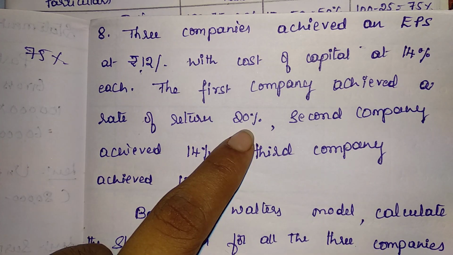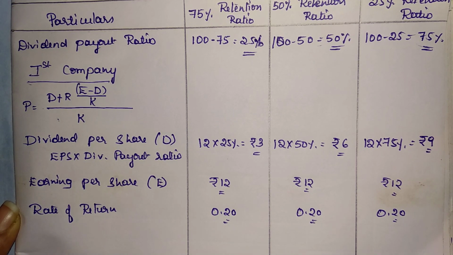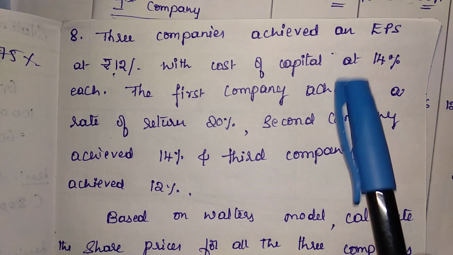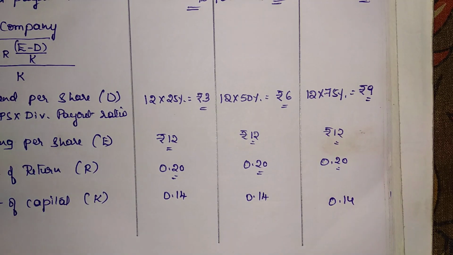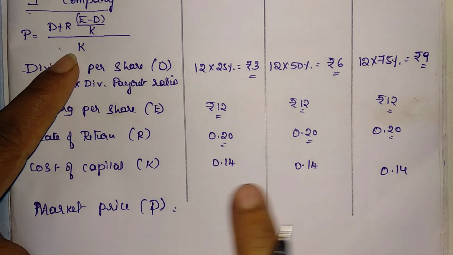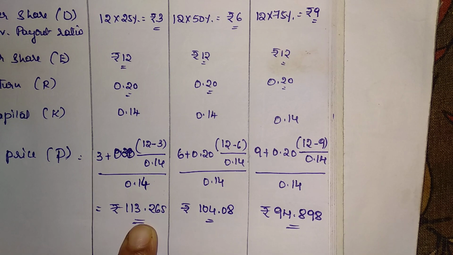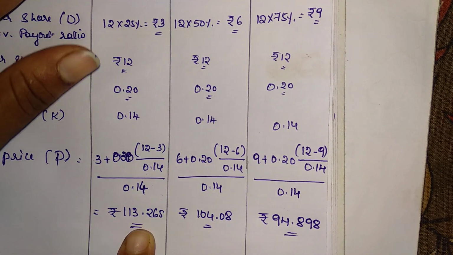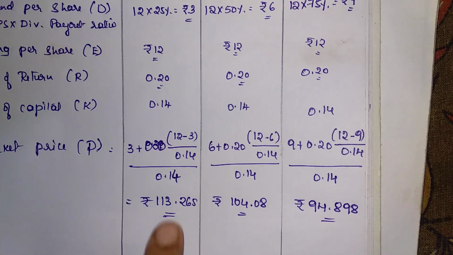E, that is earnings per share of all the three companies, is rupees 12. Rate of return of the first company is 20%, so R is 0.20. Cost of capital of all the three companies is 14%, that is 0.14. So market price P equals, now apply the formula with this information. Here is the answer. When retention ratio is 75%, payout ratio will be 25% and market price will be 113.